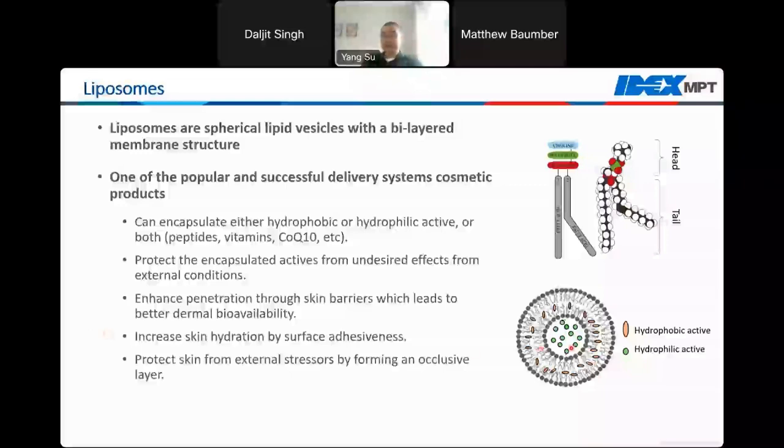Because of the aqueous core they encapsulate, liposomes can stay on the surface and help increase skin hydration. Last but not least, they can help protect skin from external stressors by forming an occlusive layer.